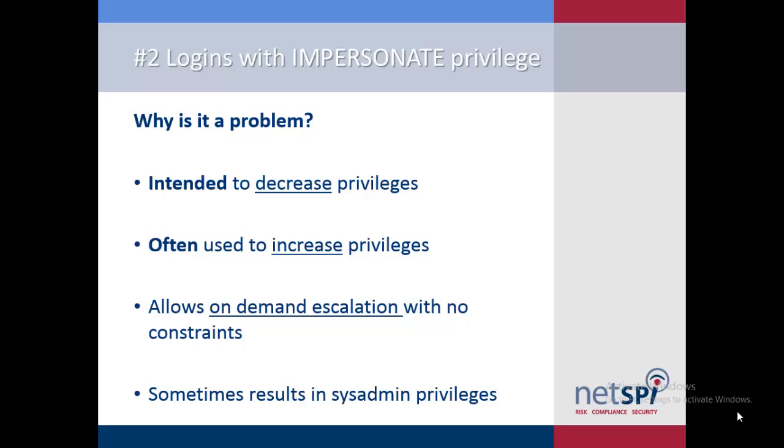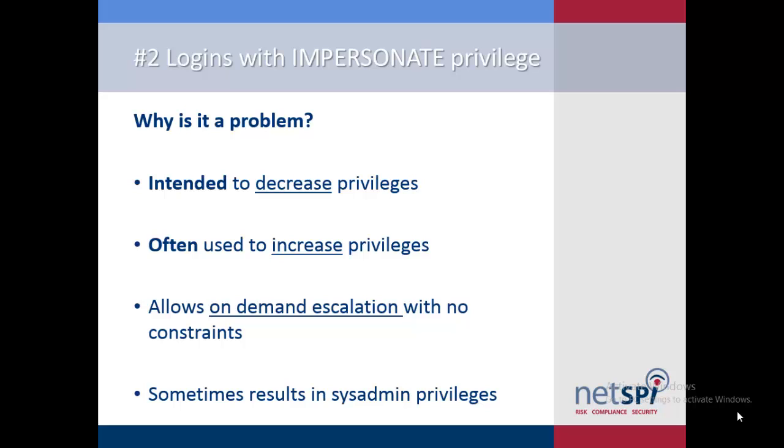As far as I can tell from the Microsoft documentation, it really was intended to decrease privileges. So if I'm a sysadmin and I'm carving out some new accounts for an application, I want to make sure that those accounts function as expected. And so the impersonate privilege might be used to go down or laterally move your privileges between users and the application. It's usually not intended to go up, as far as I can tell.